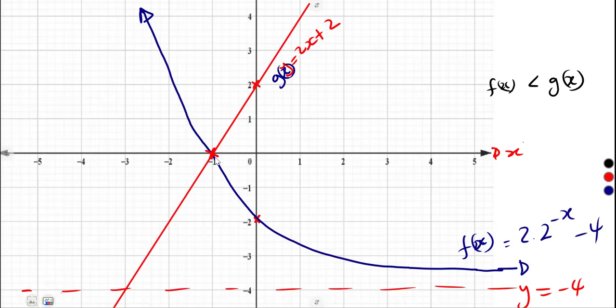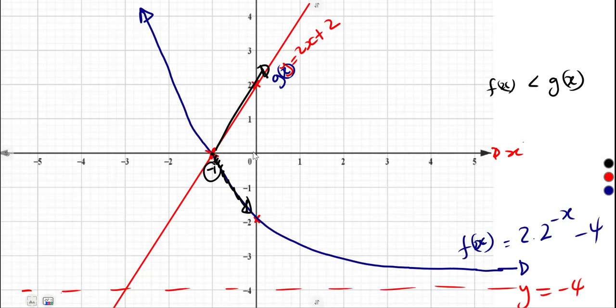It is below here. From this one, it is going down. gx is going up. For the values of x, as we are going this side, gx is going up, whereas f is going down. As you can see, f of x is going down. So from this point at -1, from that condition, x must be greater than -1. At -1, they are equal.